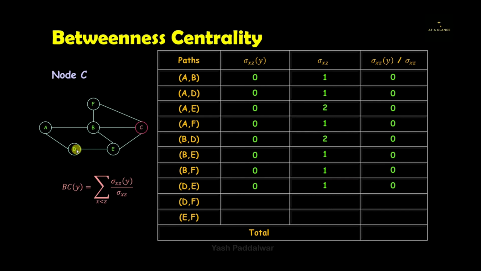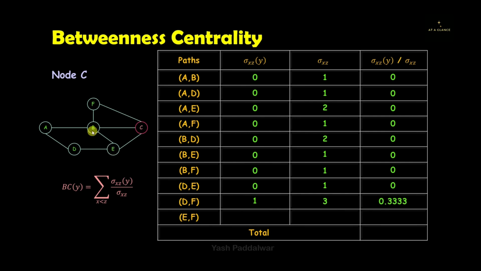Next path is DF. For reaching from D to F, we have three possible shortest paths. First is DABF, second is DEBF and third is DECF. Out of these three possible paths, which are the shortest paths, we have only one single path which has the node C, which is DECF. Hence, in place of sigma xz of y, we'll write 1. 1 divided by 3 gives us 0.333.